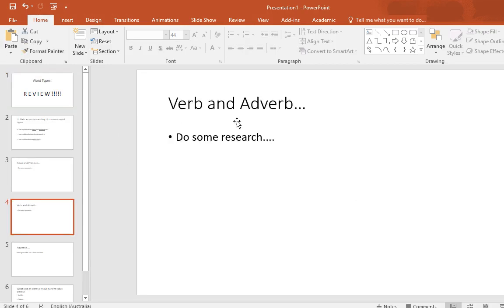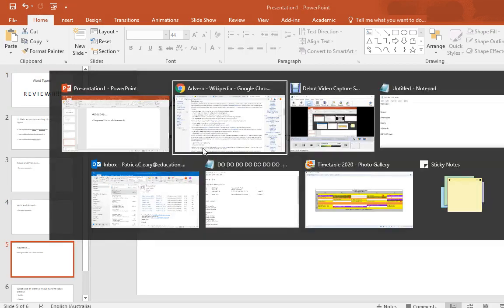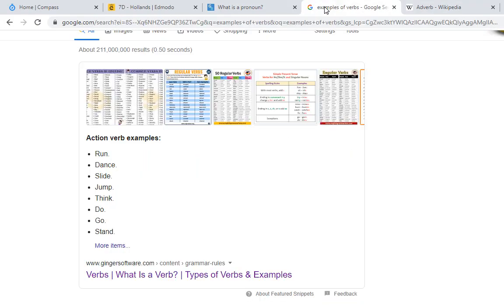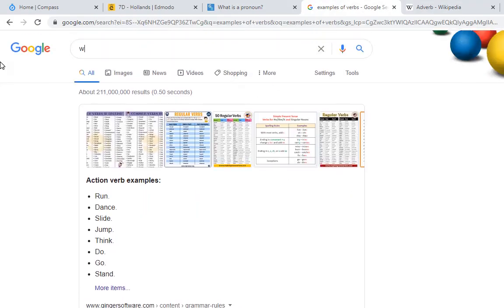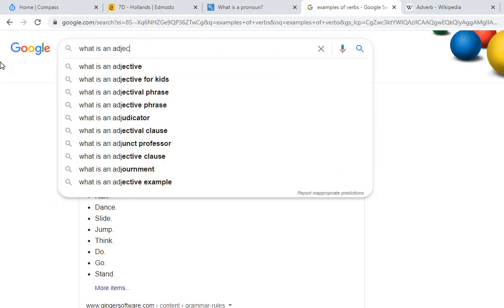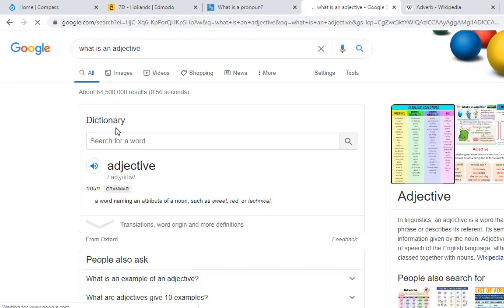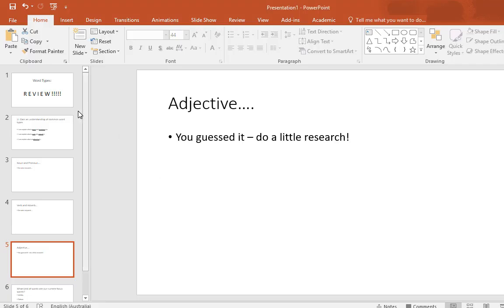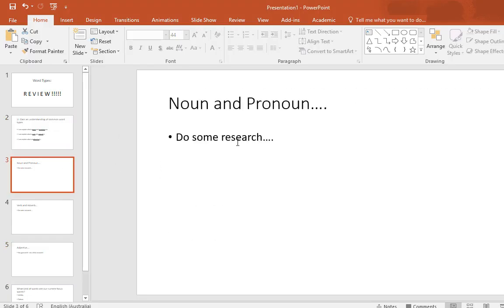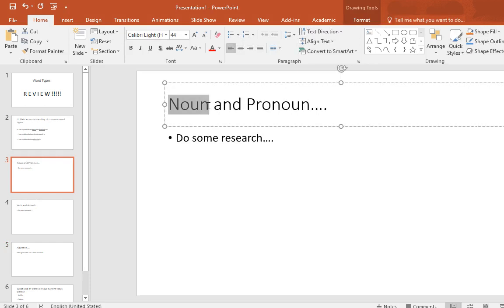All right, what am I up to? One to go. Adjective. Let's get back to Google. What is an adjective? A word naming an attribute of a noun, such as sweet, red, or technical. All right, so if we were back at noun, nouns were names of things, people, places, those sorts of things.